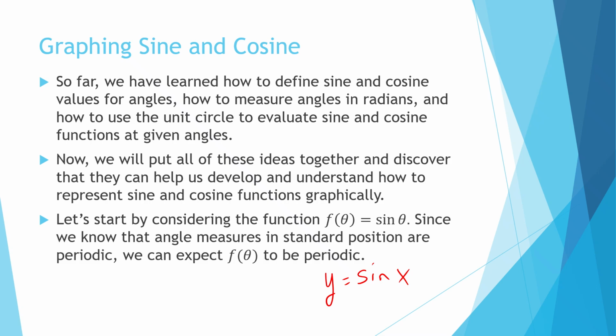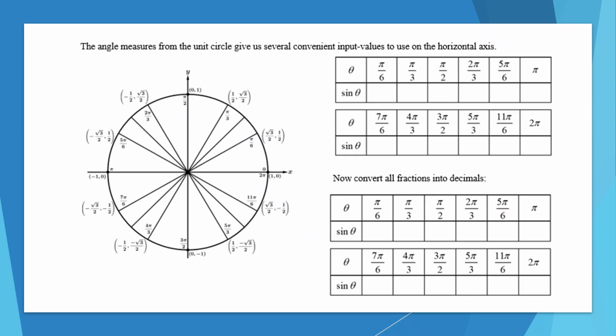We know that angle measures in standard position are periodic, right? Because like 30 degrees will appear the same as 390 degrees. You go another revolution around, that will appear the same. And so we can expect these functions, these are going to be the same in this case, to be periodic as well. So let's take a look. The angle measures from the unit circle can give us several convenient input values to use in our horizontal x-axis. So let's evaluate these. You can use your unit circle that you had from last class.